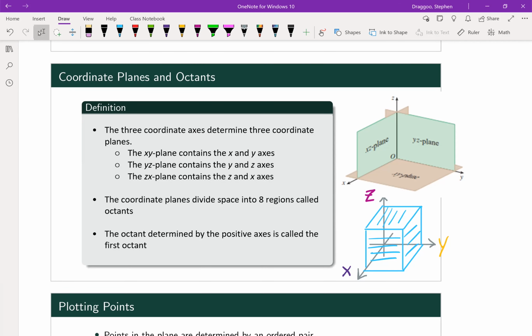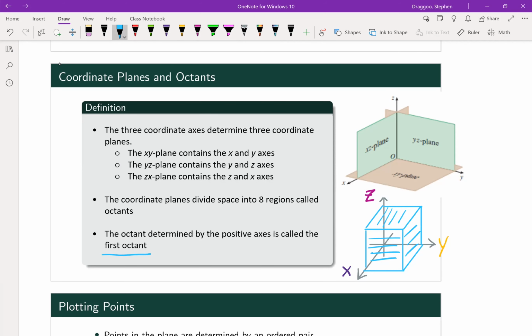So in 2-space, we could split up the coordinate plane into 4 quadrants. But in 3-space, that will split into 8 octants, since if there are 3 axes, 2 to the third is 8. The octant determined by all 3 positive axes will be called the first octant. Similar to the first quadrant, which is the positive x and the positive y axis, the first octant will be the positive x, the positive y, and the positive z axis. This blue box that's sketched out is in the first octant. I'll highlight first octant in blue, as we can see that over that diagram, that blue box is in the first octant.